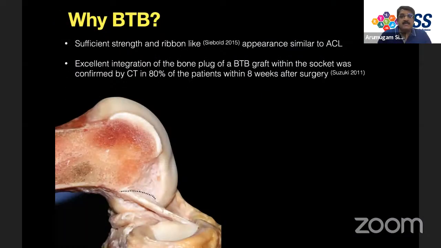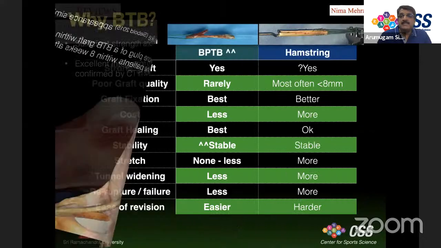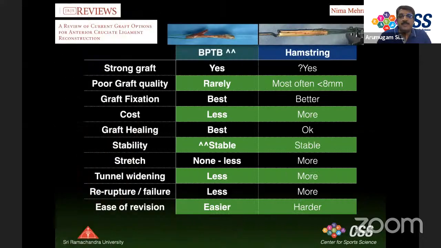Why do we prefer BTB graft? It has sufficient strength and a ribbon-like structure similar to the native ACL, as described by Siebold, and excellent integration of the bone plug into the socket as early as 8 weeks, which makes the BTB the most preferred graft. And this is a review comparing BTB and hamstring from the various literature. It came out 5 years ago.